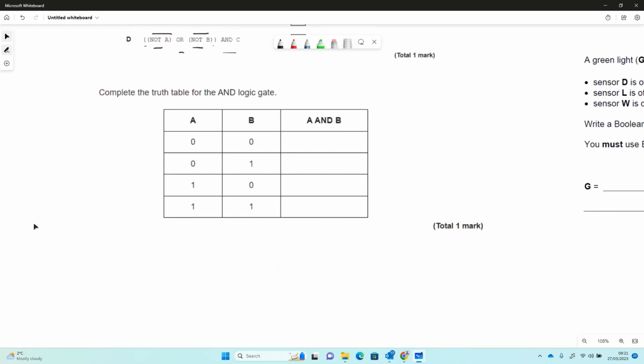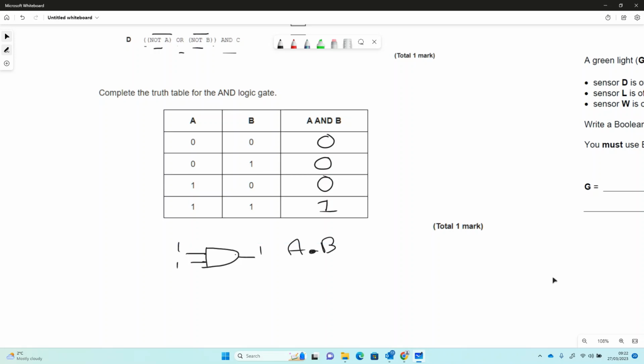So then we've got another truth table, and this time it's for logical AND. So we draw AND something like this, or it's A dot B, A and B. And in this case, the only time it's going to be 1 is if both inputs are 1. And all of the other times, it's going to be 0. So that's the AND gate.